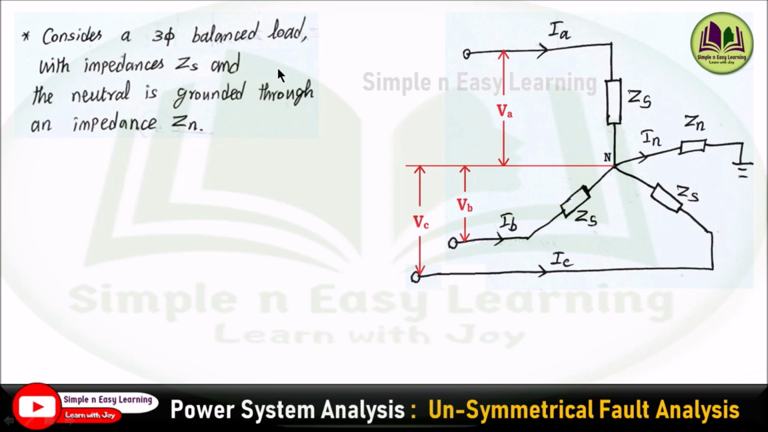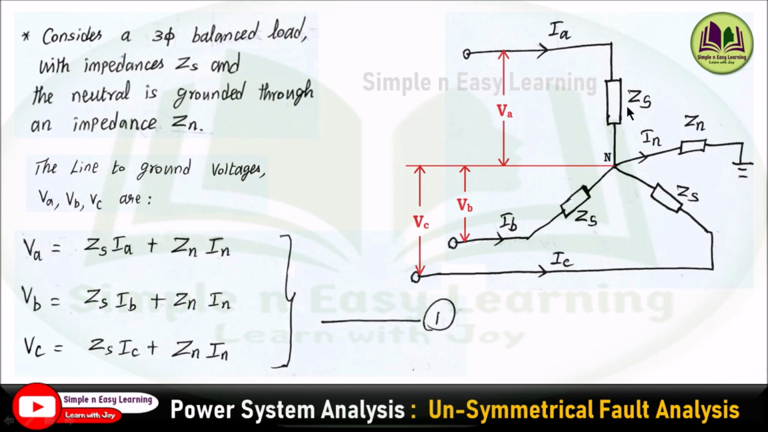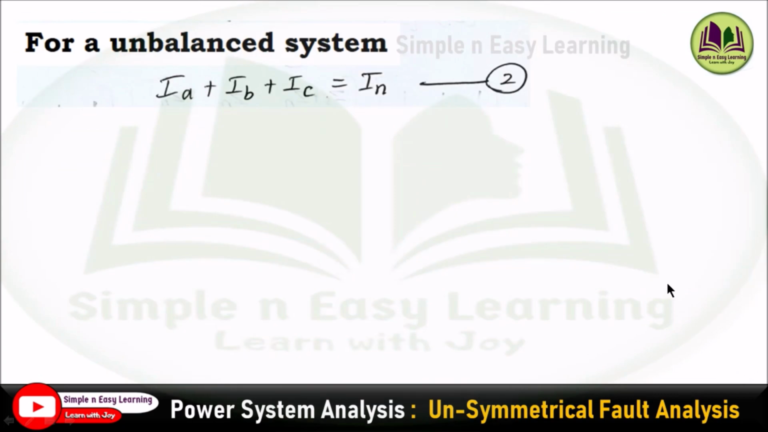Consider a three-phase balanced load with impedances Zs in all the phases, and the neutral is grounded through an impedance Zn. The load is a star connected load with neutral grounded. The line to ground voltages are given as VA, VB, VC, where VA equals Zs into IA plus Zn into In. Similarly, VB equals Zs into IB plus Zn into In. Similarly, VC equals Zs into IC plus Zn into In. For an unbalanced system, the phase currents IA plus IB plus IC equal the neutral current In.